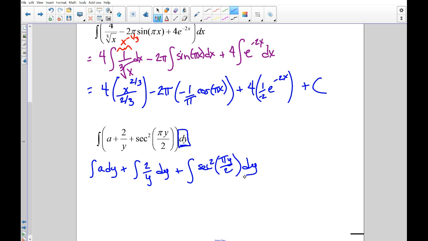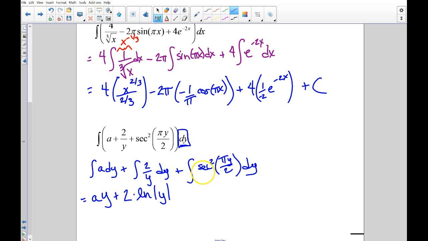Now this first one is just a constant. So I integrate a constant, the constant stays there, and then I have to find the antiderivative of 1, which by the power rule is just ay. This next one, the 2 is a constant, so I'm going to just leave that alone. Then it is the same as 1 over y, and the antiderivative of 1 over y is the natural log of the absolute value of y. Again, make sure to have absolute values with natural log, just so we don't run into domain issues.